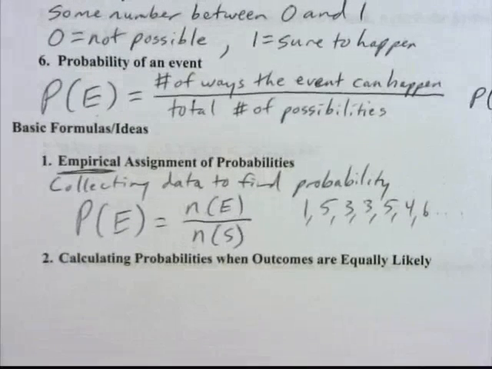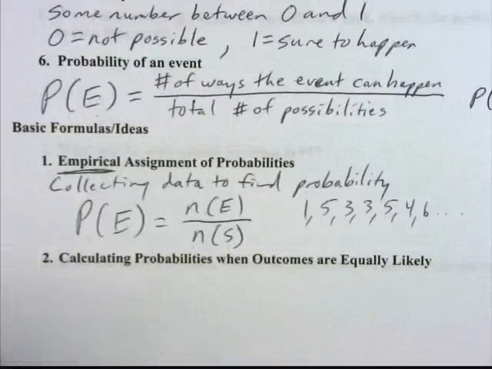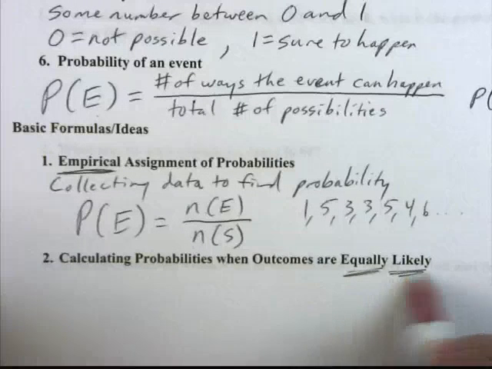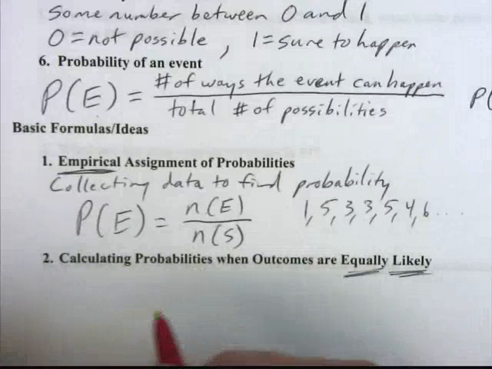The other way is theoretical. And that's when you're just calculating the probabilities based on what should happen. And in order to do that, you need to have something that we say is equally likely. All right? Very important that we have something that's equally likely.